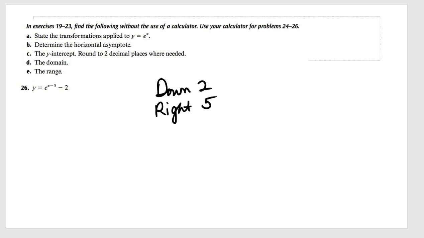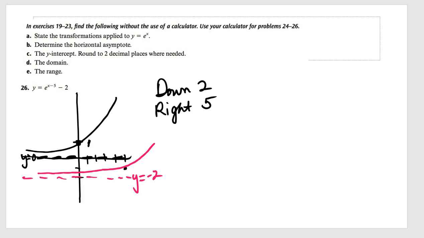It says determine the horizontal asymptote. So let's think about this. Let's do a little quickie sketch. So we can see that the horizontal asymptote has shifted from y is equal to 0 to now it's going to be going down 2. So our new horizontal asymptote will be y is equal to negative 2.